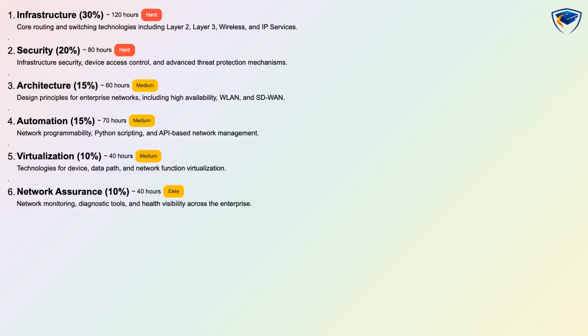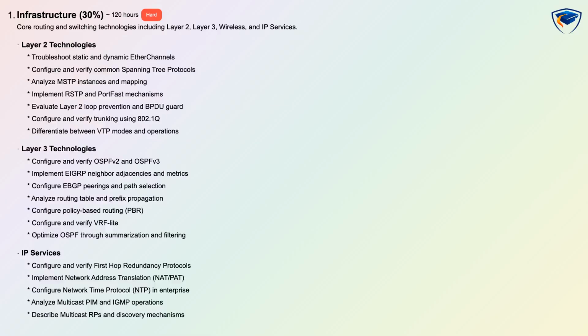in scenario-based areas. Infrastructure is 30% of the exam, difficulty hard, estimated learning time 120 hours, and assessment is hands-on plus conceptual. You will master core routing and switching technologies including Layer 2 and Layer 3 functions, wireless basics, and IP services. Expect to learn practical tasks like troubleshooting static and dynamic EtherChannels, configuring and verifying spanning tree variants and 802.1Q trunking, implementing OSPFv2 and OSPFv3, forming EIGRP adjacencies and eBGP pairings, and configuring VRF-Lite and policy-based routing.